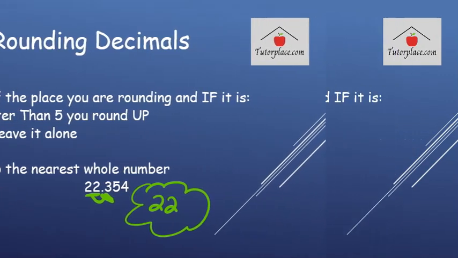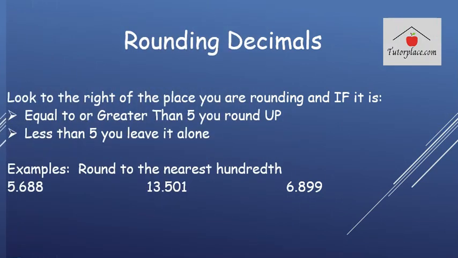Okay, let's look at these next examples. We're rounding to the nearest hundredth. Again, you're going to be rounding to different place values, and so you have to find that place, that position, and then look to the right. Look to the right of that position. Nearest hundredth. The hundredth is this 8, the first 8. I look to the right of it.